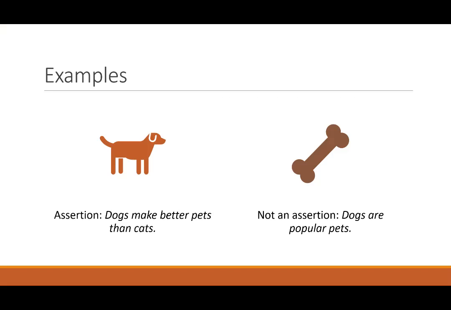So in contrast, not an assertion, dogs are popular pets. This is kind of just an accepted statement. I'm not sure anyone would deny that dogs are popular pets, so it's really not something that needs to be proven. It's not really a claim that someone else is going to argue against. You could support this with evidence to prove this statement, but it's not really taking a stand on something that is presenting your own unique position or interpretation.